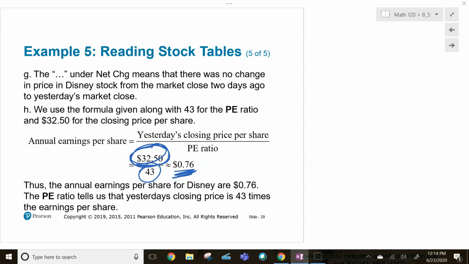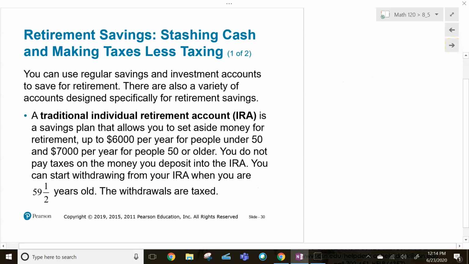If you were to buy one share at 32.50, the price earnings ratio is telling you you're going to make 76 cents on that. That's what we think. Because again, the PE ratio is saying I have to invest $43 to make a buck. So if you buy a share for 32.50, you're only making 76 cents on that. Okay. All right.